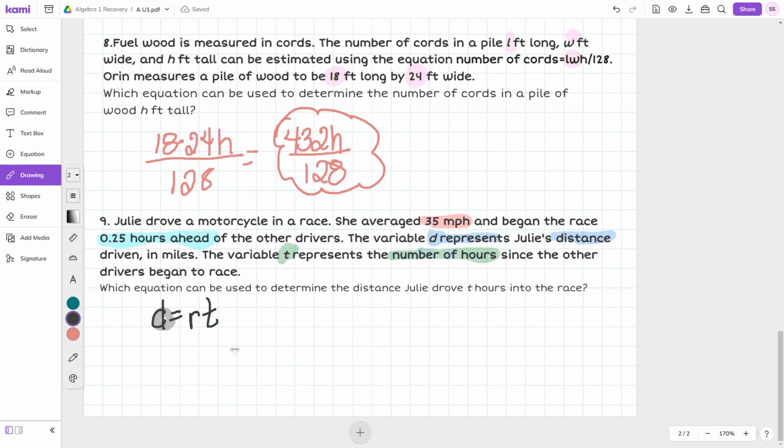So let's substitute in some things that we have in this information. I don't have the distance. That's what I'm going to create a formula for. Equals. My rate is 35 miles per hour. And now let's look at that time. That time, we don't know the total number of hours, but we do know that she was 0.25 hours ahead. So T plus 0.25 would be a perfect answer. Okay?